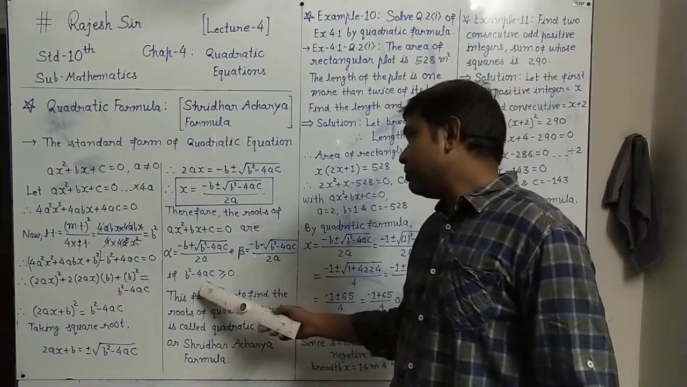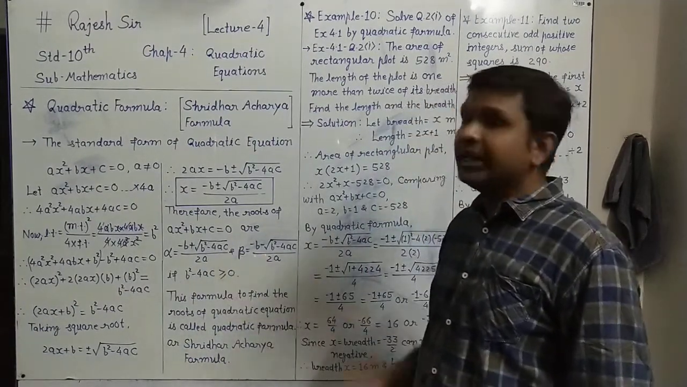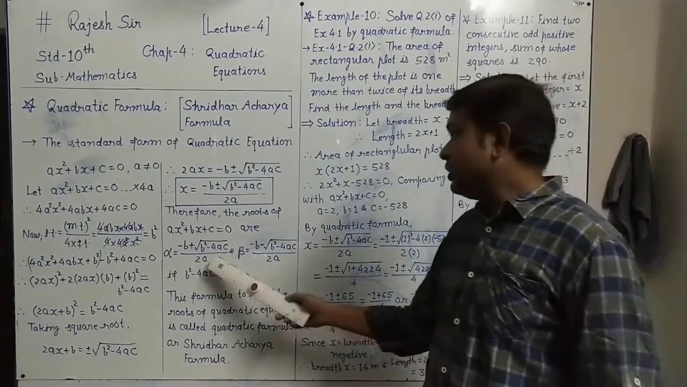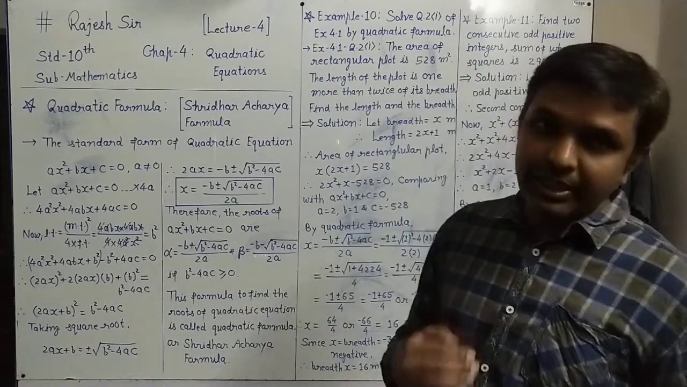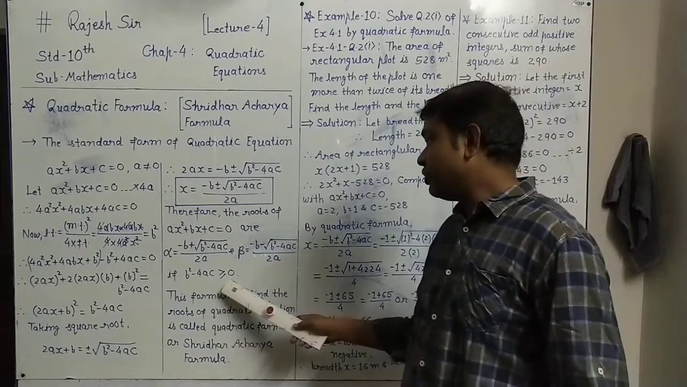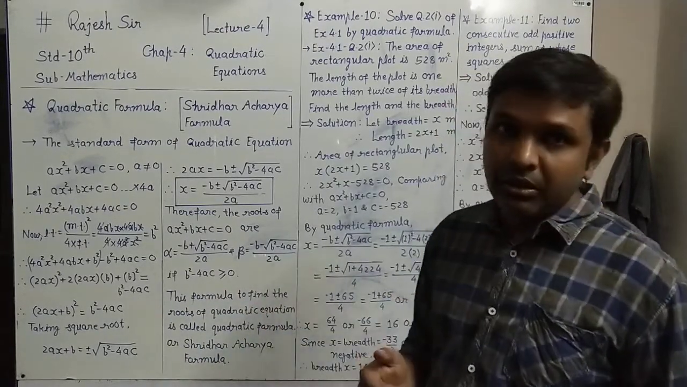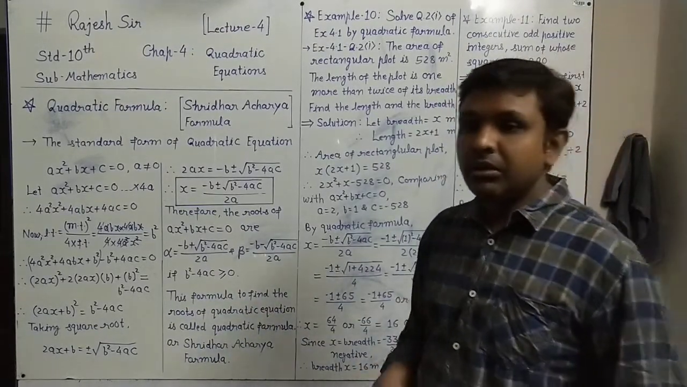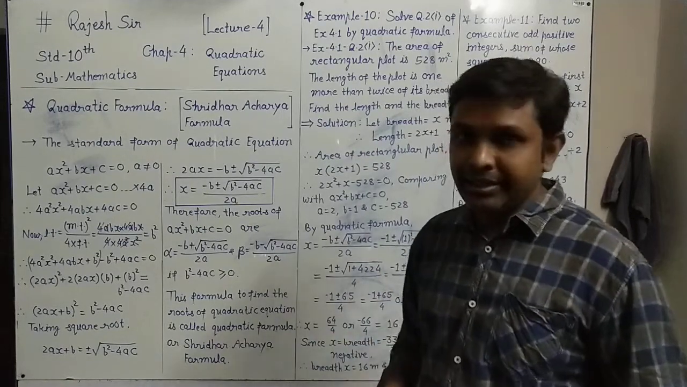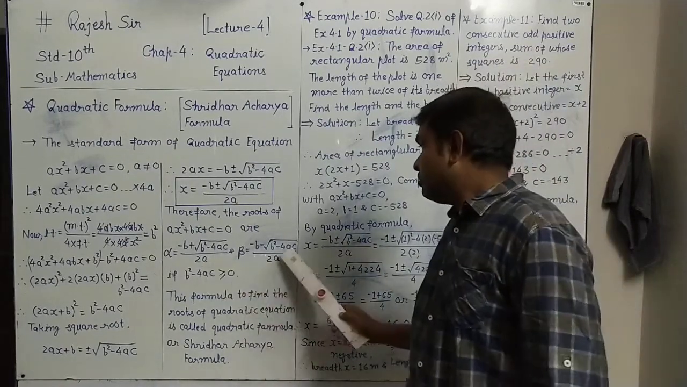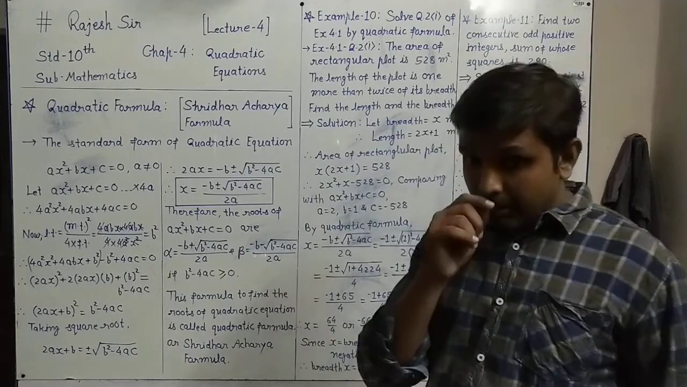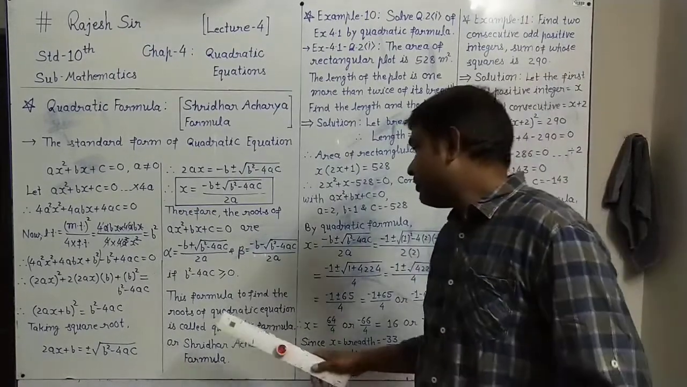If b square minus 4ac is greater than or equal to 0, this is the condition also, then only these roots will exist, that is, real roots exist. If b square minus 4ac is less than 0, meaning a negative number comes, then the real roots will not exist, because the root of a negative number is not possible that way.